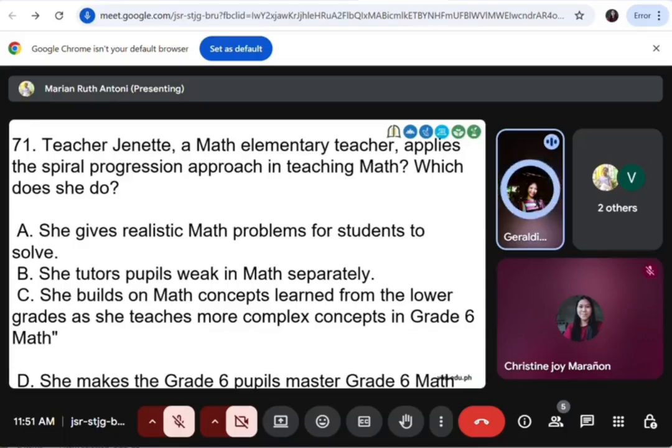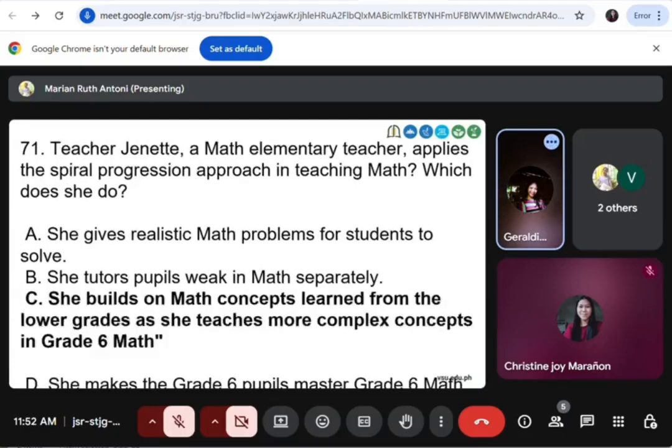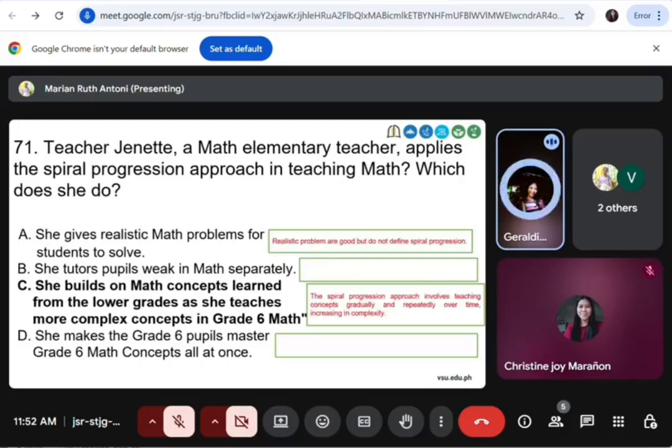So the correct answer is letter C. She builds on math concepts learned from the lower grades as she teaches more complex concepts in grade 6 math. So why is it the correct answer? It's because the spiral progression approach involves teaching concepts gradually and repeatedly over time, increasing in complexity. So why not letter A, B, and D?